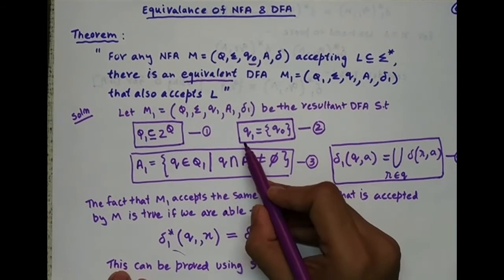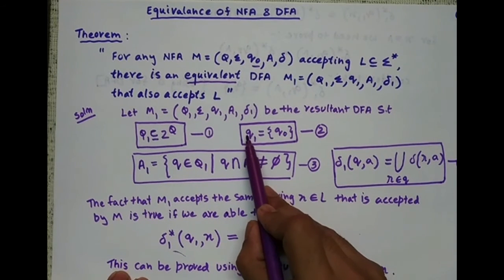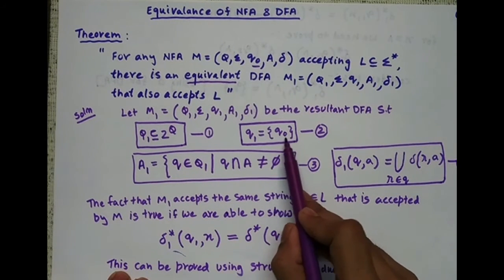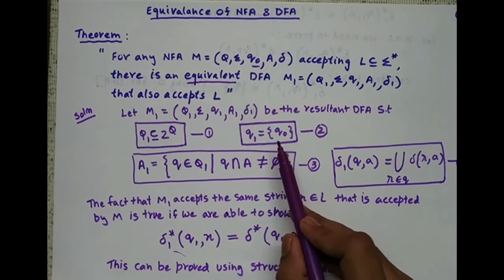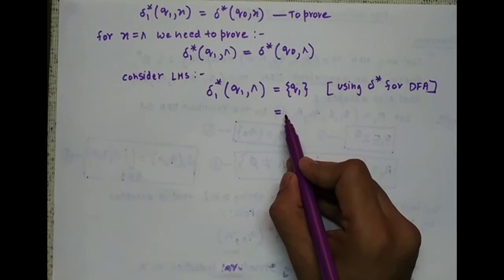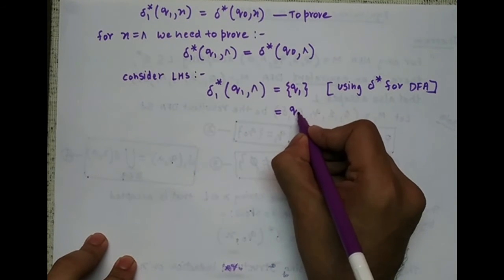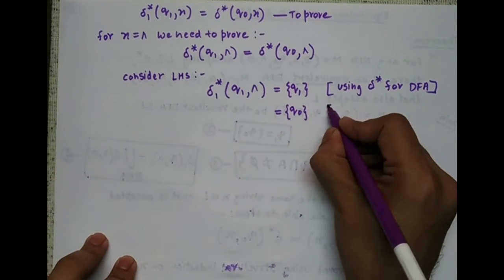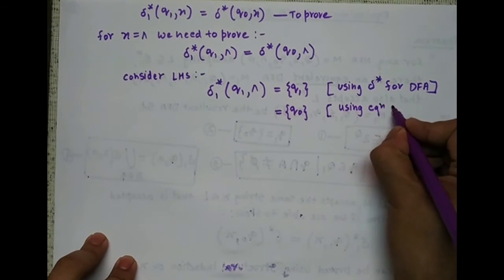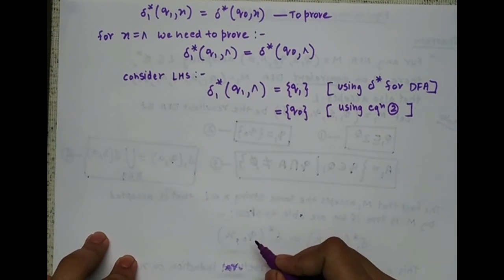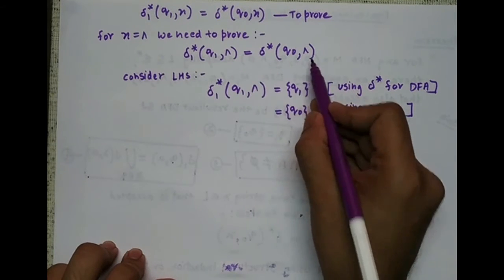Looking at the definition of Q1, I just told you initially that the start state of the resultant DFA will be equal to the start state of NFA. So Q1, that's the start state of DFA, can also be written as Q0. So I will utilize this equation too, and say that Q1 can be written as Q0, using equation 2. Now my aim is to get what? From this left hand side, I have to somehow get this del star Q0 null.